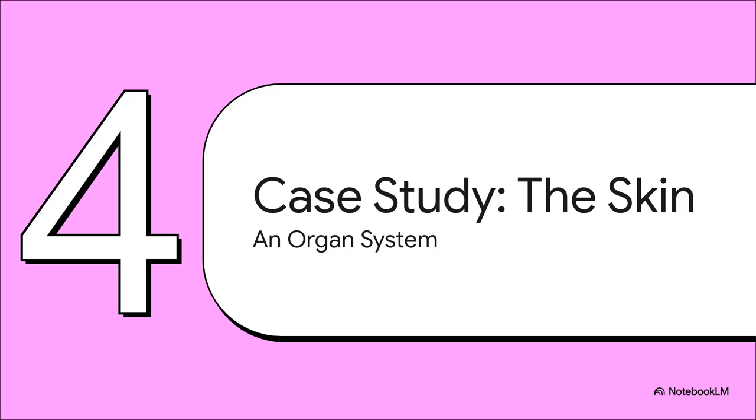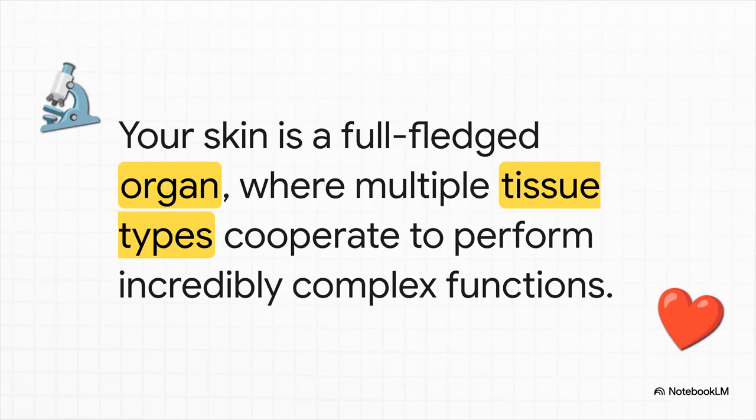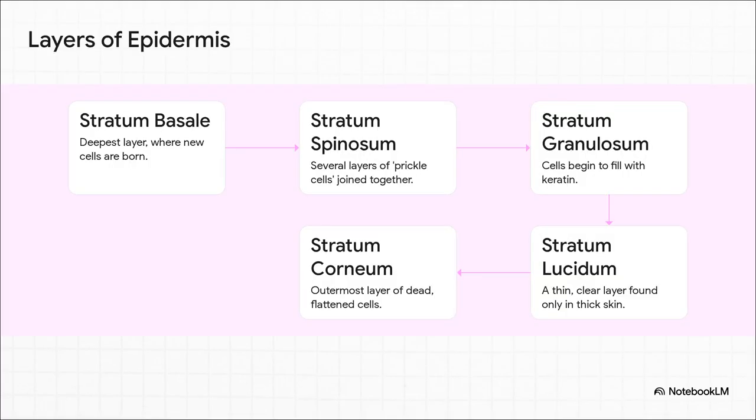So how do these 4 fabrics actually get woven together to do something? Let's look at a perfect case study that every single one of us is familiar with, our own skin. That's right. Your skin isn't just some kind of body wrapper. It's a complex, living organ, and it's the perfect way to see how these different tissues team up to do an absolutely incredible job. So the very outer layer, the epidermis, is a beautiful example of epithelial tissue.